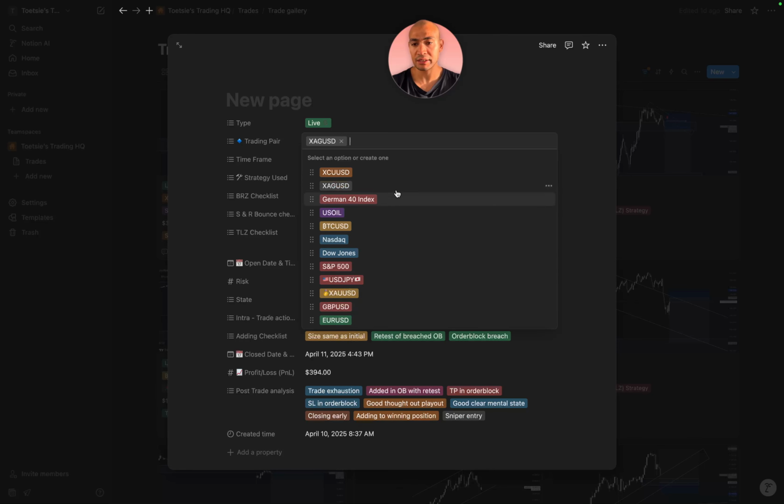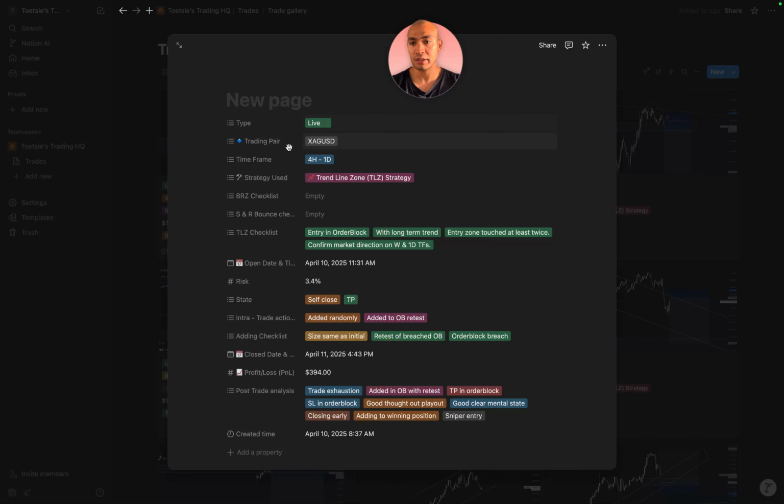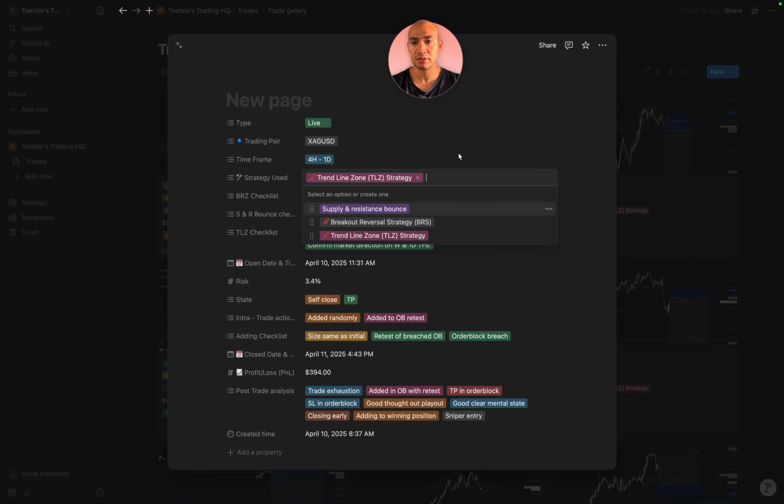Trading pair: there's all the trading pairs that I can trade, and if I want to add more, I can. So XAG/USD. My main time frame on the chart was the 4 hour to the 1 day. My strategy was my trend line zone strategy. Here are my three main ones that I use. I can use multiple, like you'll see in my copper trade, where I used a combination of two strategies, but we'll get into that later.